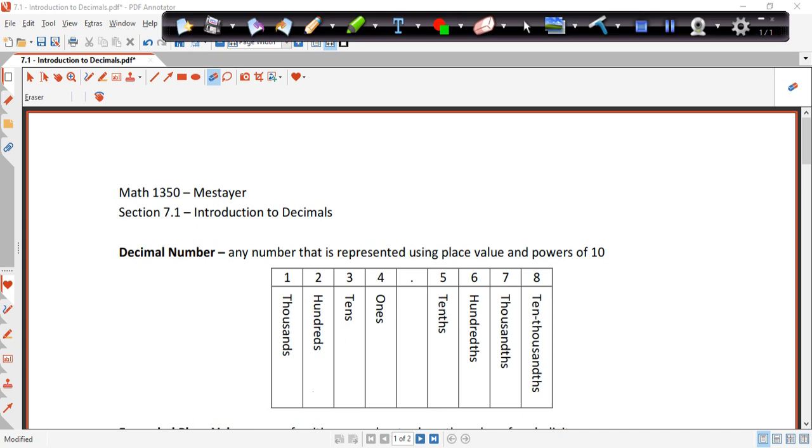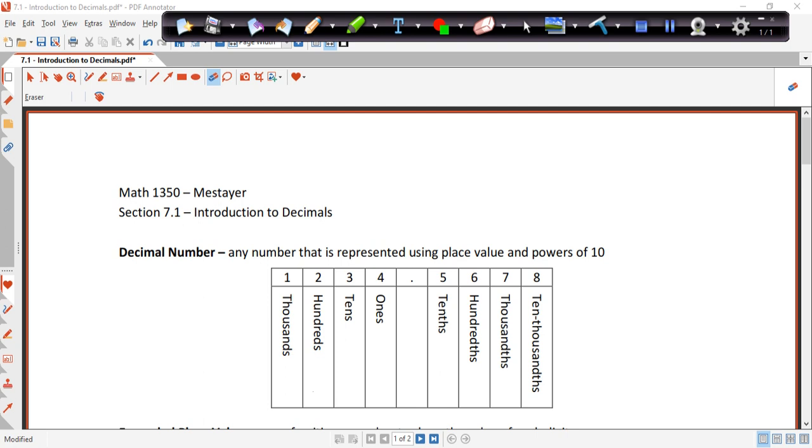Section 7.1, Introduction to Decimals. Decimal numbers are any number that can be represented using place value and powers of 10. In this number below, 1,234, we've already talked about these types of numbers and their place value when we talked about whole numbers.